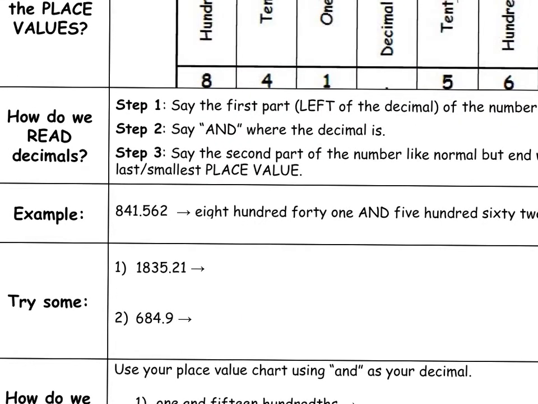841, just like normal, and then 562, and the 2 ends in the thousandths place. So you would say thousandths. You would end it with thousandths because 2 is the last value in the decimal place value. So that would be thousandths. So 841 and, which is my decimal point, and, okay, 562 thousandths. Okay?